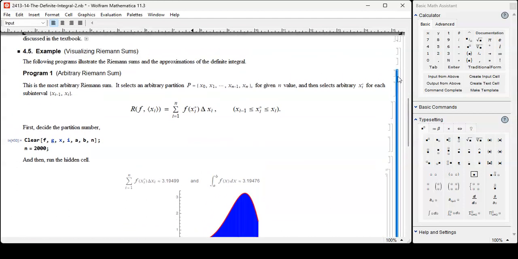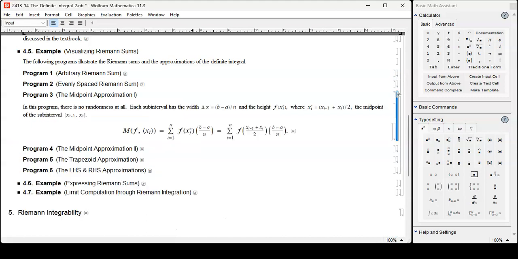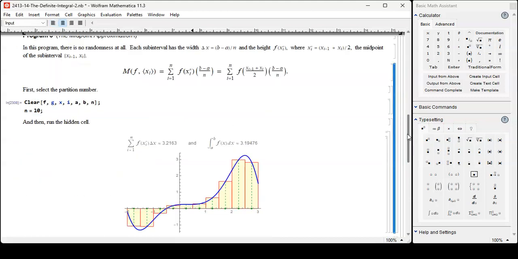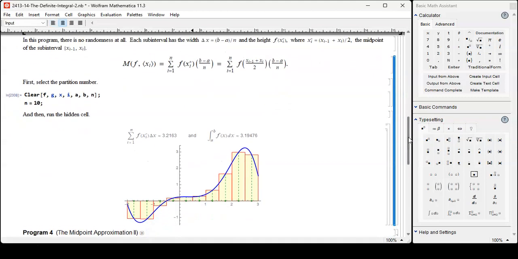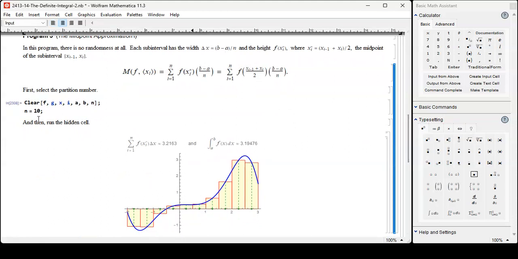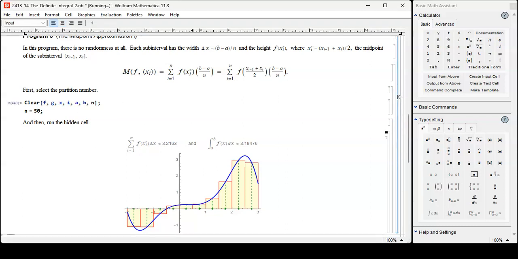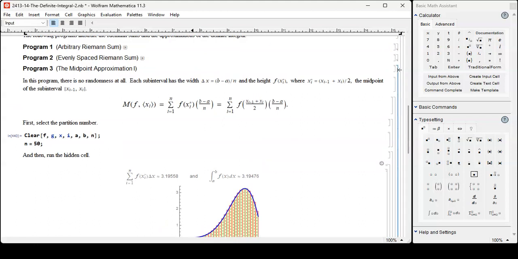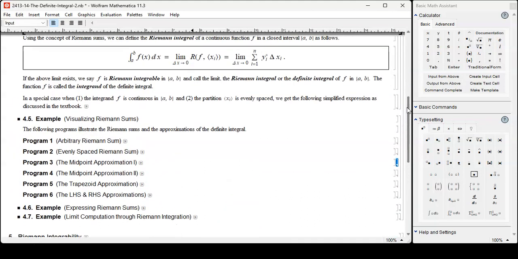And that's the worst possible case. Things like this, in terms of computation, this is going to be far more effective. 10 rectangles here, if I go to about 50 rectangles, already the approximation is pretty good. But then again, these may be good for computation.